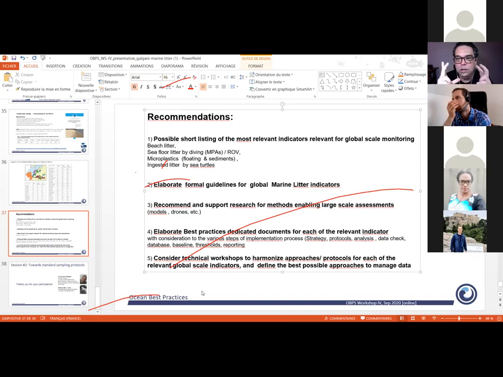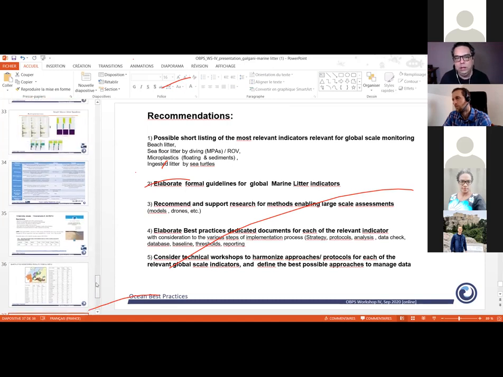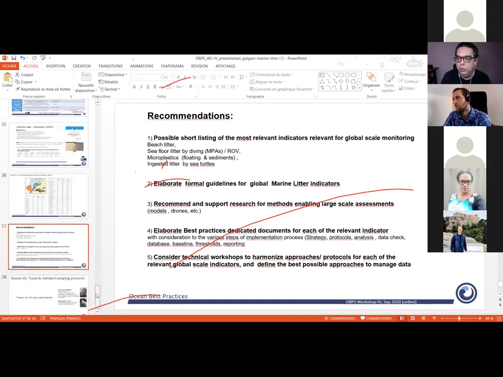So the method itself is not so easy, but in terms of creating a strategy to monitor marine litter, we need to consider these three big boxes: the sources, the exposure, and the effects. Although the effects are hard to measure and to assign directly to marine litter, we need to consider that.